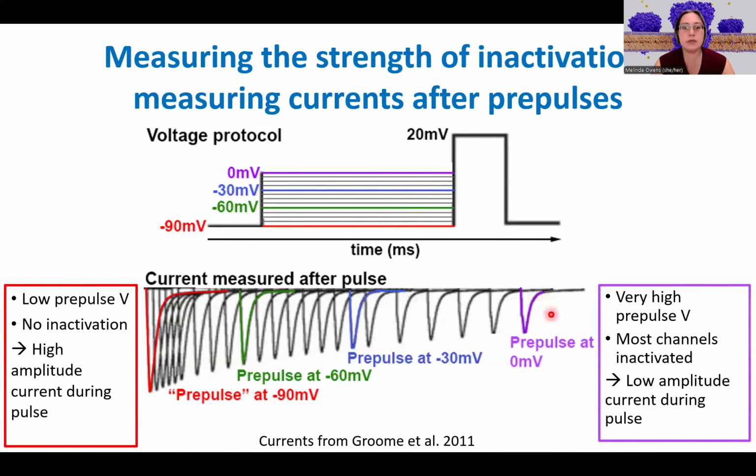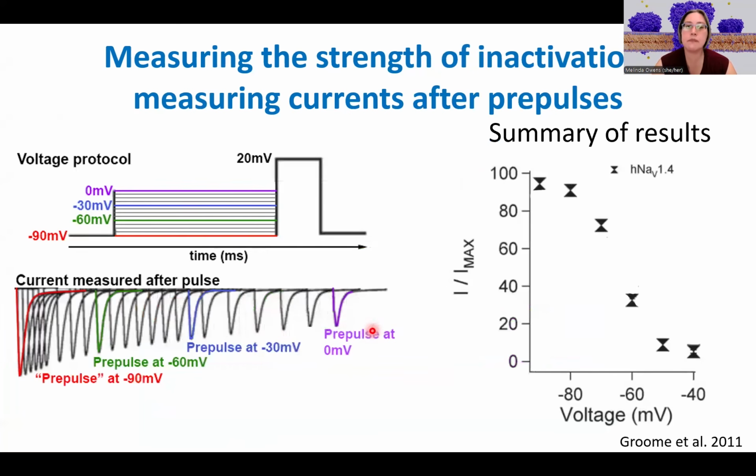Okay. So that's what the individual currents look like, and it's like a gradient. The higher you pre-pulse, the more channels will be inactivated during that pre-pulse, and the fewer channels can open during the actual pulse. And so this is what it would look like graphed. This part is not what you would graph. You would graph it on something like this. And a couple of things about these graphs are standard and hidden.